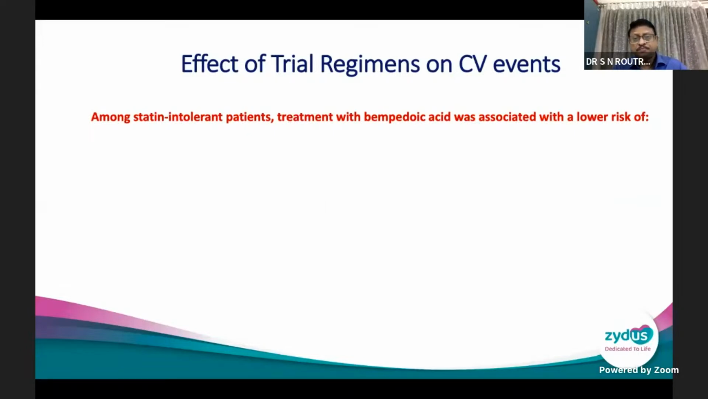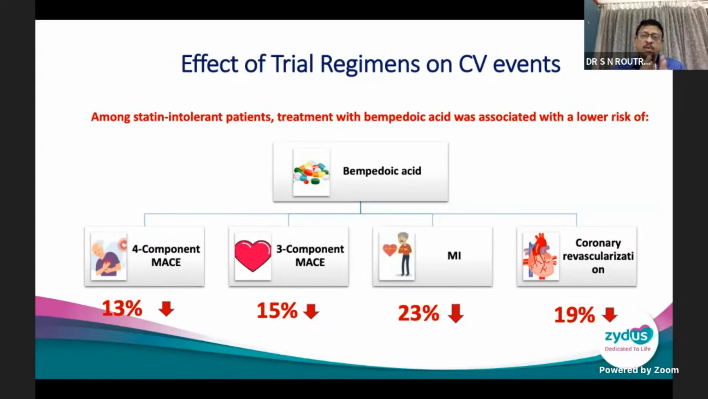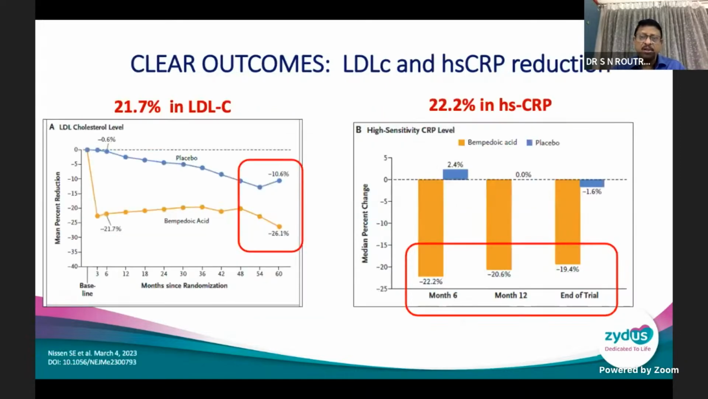So, what was found? Among the statin intolerant patients, treatment with bempedoic acid was associated with a lower risk of 4-component MACE, 3-component MACE, MI, and coronary revascularization. As we discussed earlier, 4-point MACE was reduced by 13%, 3-point MACE by 15%, MI by 23%, and coronary revascularization by 19%. So this is another study showing evidence of reduction of CV events with a non-statin. This clear outcome trial has shown another evidence-based non-statin molecule reducing CV events.